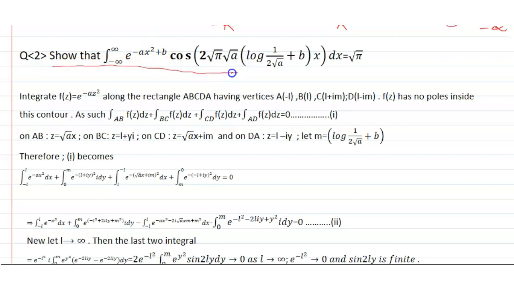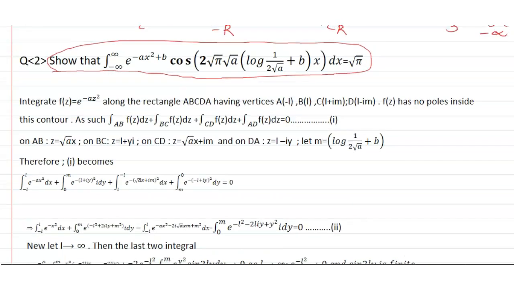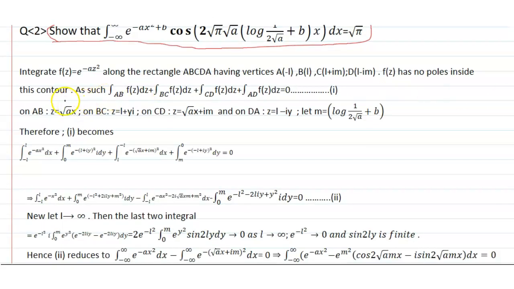Show that the integral from minus infinity to infinity of e to the power minus a x squared plus b cos 2 root pi root a log of 1 by 2 root a plus b x dx. So friends, this integration is very interesting. This problem is very important and interesting. So integrate f(z) when an exponential is given.